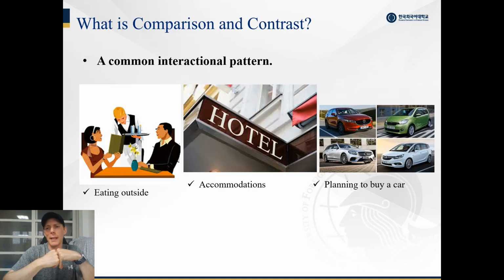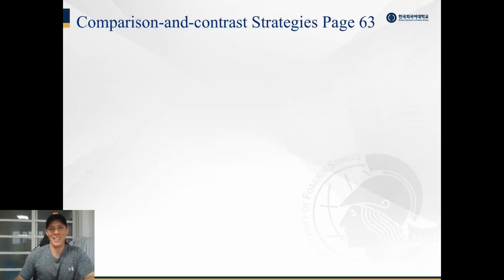Maybe you're planning to buy a car, so you have many options, so you need to think about the power of the car, how old the car is, color, model, brand, engines, gasoline, diesel. There are so many different things you have to think about when it comes to making these decisions. And when you're talking to people, you're going to talk to them about these things. So this is a common interactional pattern, comparing and contrasting.